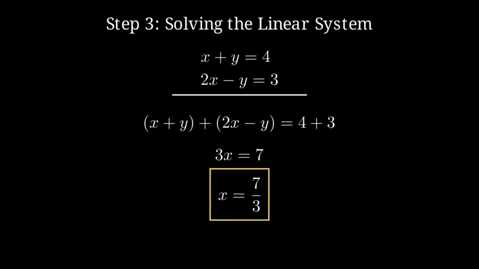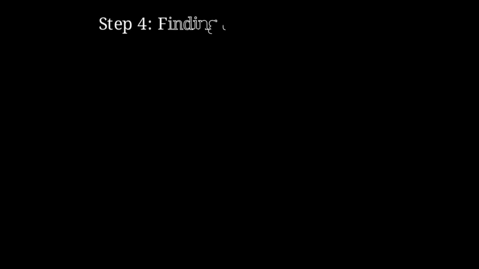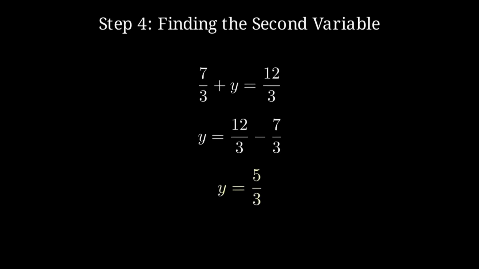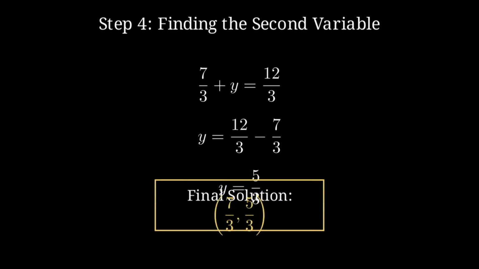We are halfway to our solution. Substitute x back into the first equation to find y. By converting 4 to 12/3, we find that y equals 5/3. Our final solution is the coordinate pair 7/3 and 5/3. Both equations are now satisfied.